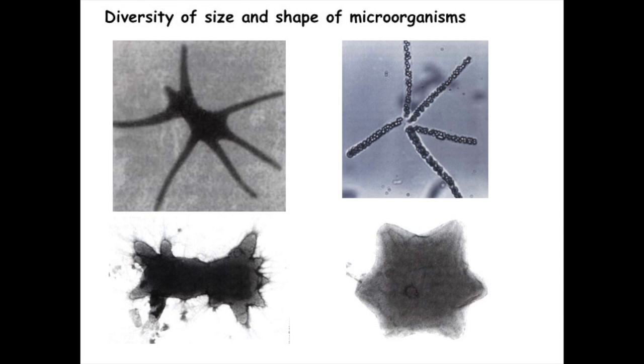This is another image of some of the variety of shapes of microorganisms. These are all prokaryotes. And then, yet again, some really weird and wonderful beasties. So although microorganisms generally have very simple shapes, there can be some, at least modern organisms, with quite complicated shapes.